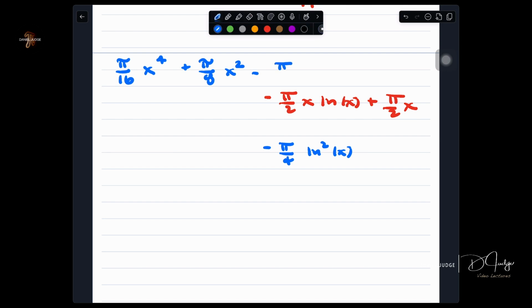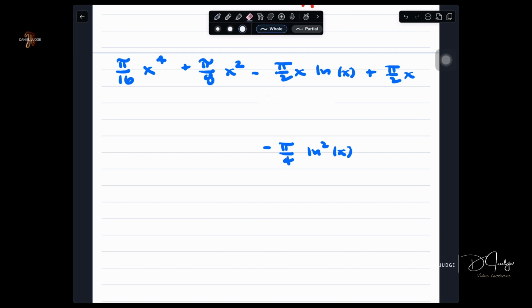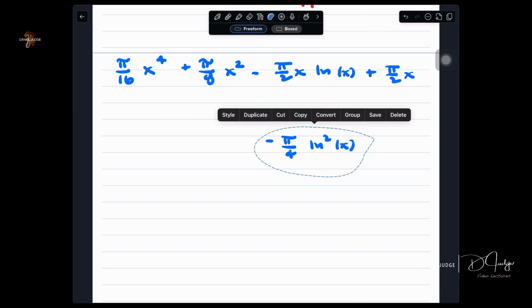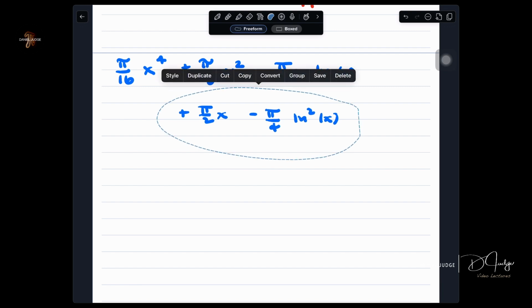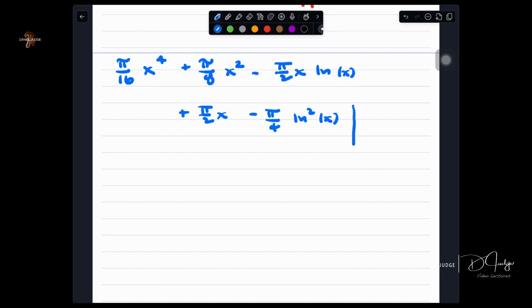Minus pi over 2x natural log x, plus pi over 2x here. Alrighty. Now, this whole thing, maybe we can bring some of these terms down. And this whole thing, we're going to evaluate from 1 to e.